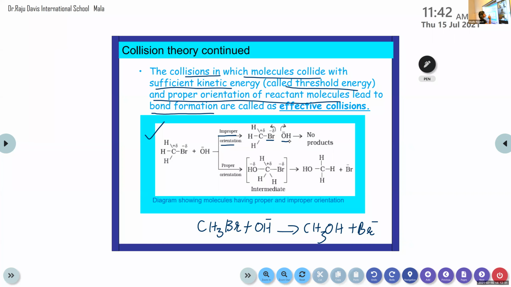Here this OH is also a negative ion, right? So both are negative ions. We have learned that like charges will repel each other, right? So here this Br minus is near this OH minus ion. Both repel each other and there are no attractive forces between them, so no products will be formed. It's based on the orientation of these atoms surrounding this carbon.